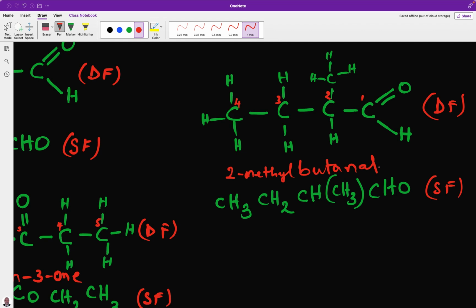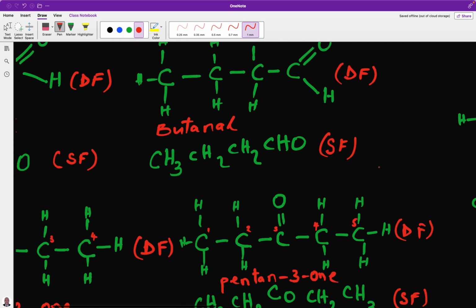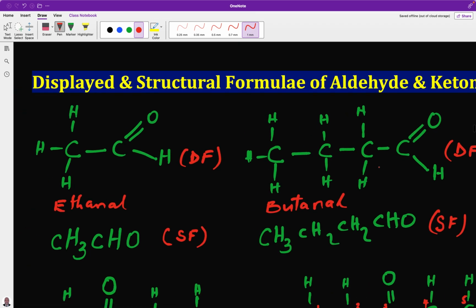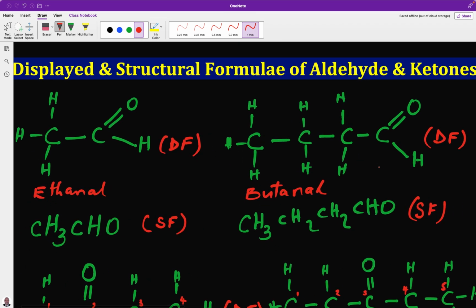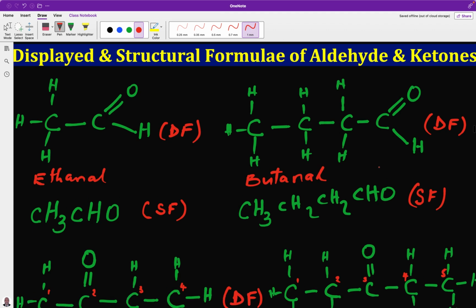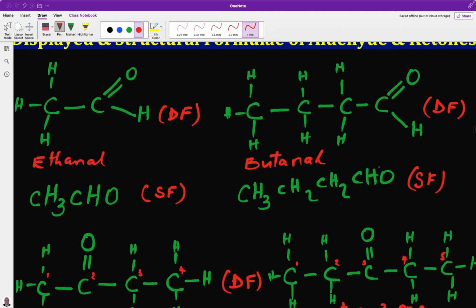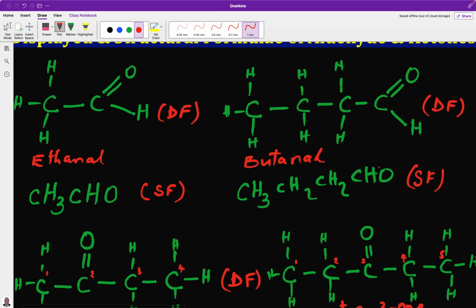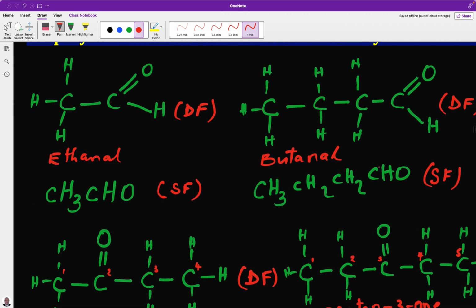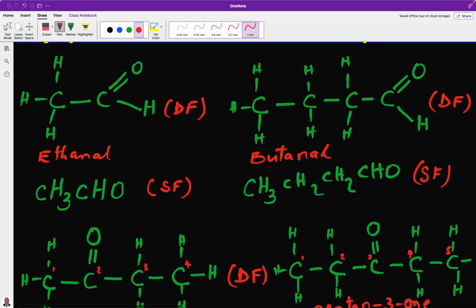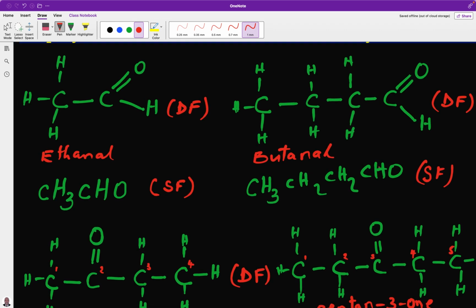So that is how you can name it. So now, these are the examples of displayed and structural formulae of aldehydes and ketones. We started with ethanol. You have the displayed formula and the structural formula, to butanol, the displayed formula and the structural formula.